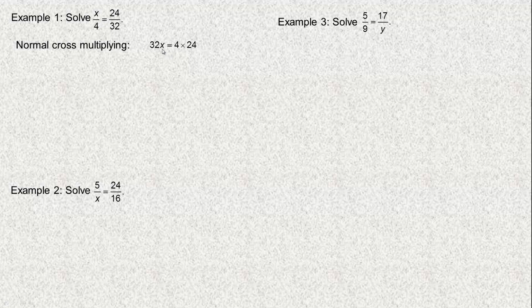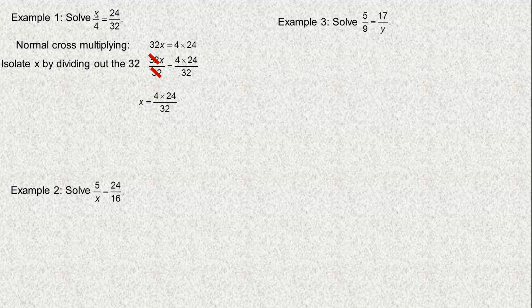Now I'm trying to isolate for x, whether you're doing the normal cross multiplying or the shortcut. So the next thing I would do is isolate the x by dividing out the 32. So that those divide out. See, 32 divided by 32 is 1. That's why I have x equals, the x would be alone on the left now, equals 4 times 24 over 32. So that's normal cross multiplying. That's what it looks like.